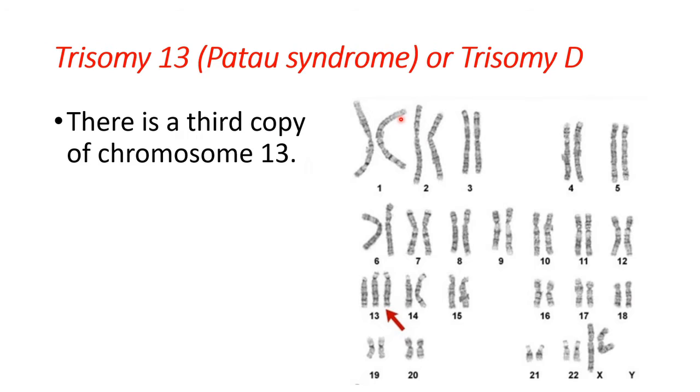And the last of the trisomies, we have trisomy 13 or Patau syndrome or trisomy D. In Patau syndrome, there's a third copy of chromosome number 13.